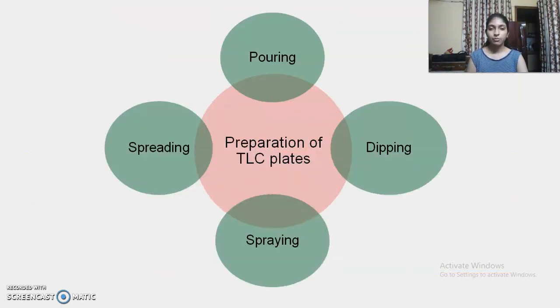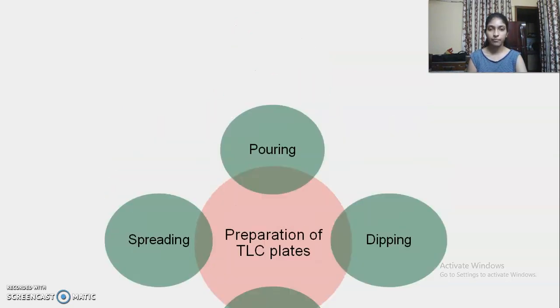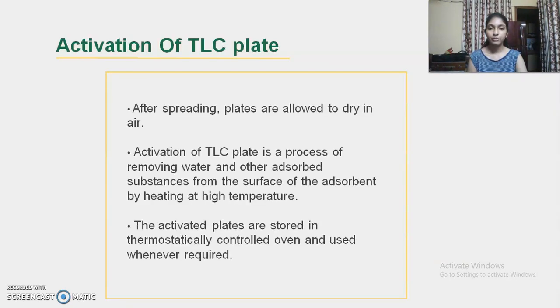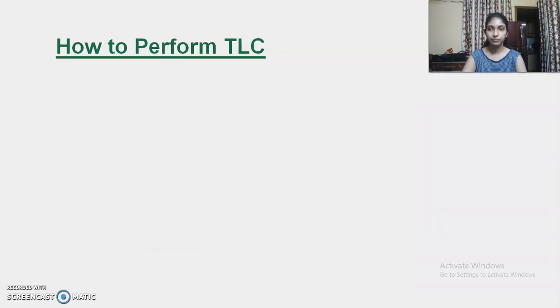After selection of adsorbent, we go for the preparation of the TLC plate. There are various methods involved like pouring, dipping, spraying and spreading. Spreading is the most acceptable method for preparation of TLC. After preparation of TLC plate, we go for activation of TLC plate. It involves the removal of water by heating at a very high temperature. These activated plates are then stored thermostatically in a controlled oven and used whenever required.